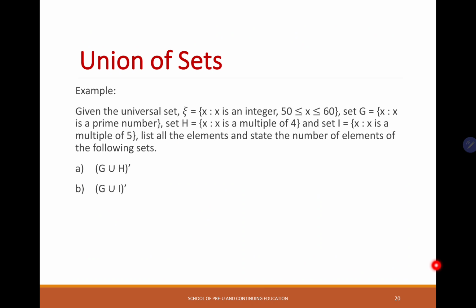Okay, the union of sets. Given the universal set is the integers from 50 until 60. So the universal set is 50, 51 until 60. It is explained here that G is the prime numbers in the universal set, H is the multiples of 4, and I is the multiples of 5. List all the elements and state the number of elements in the following sets. The first one is the complement of G union H, and the complement of G union I. Okay, first one.